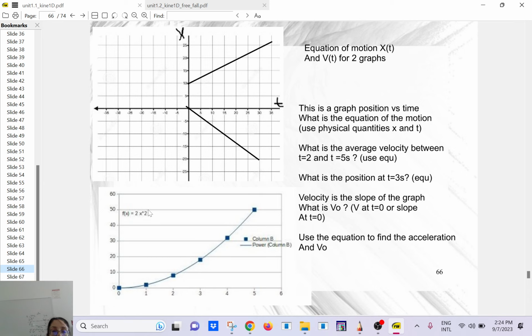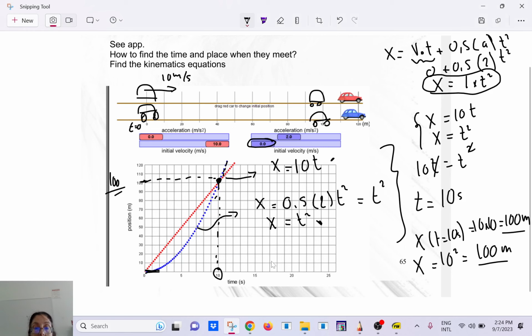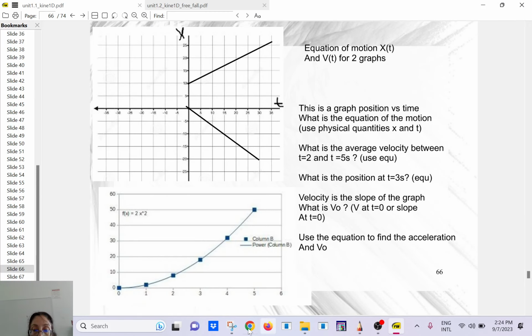You just want the equation of motion. The both. Okay, here, well, I am here.